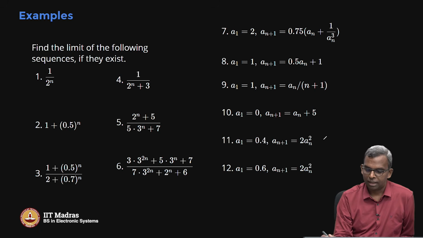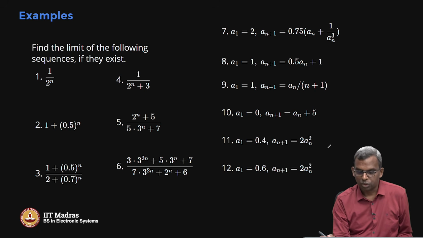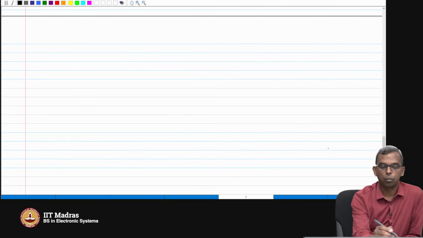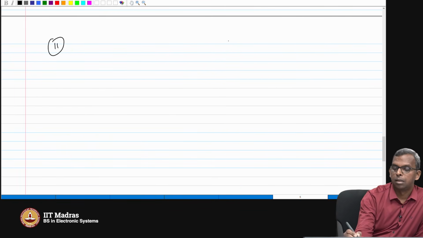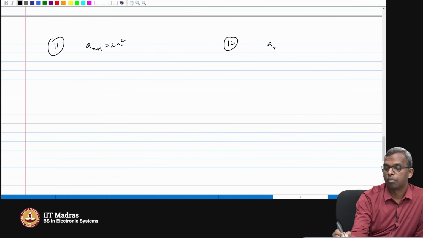And then the 11th and 12th are quite interesting. I want to show you what happens to 11th and 12th. The recursion is the same, but the starting points are different. So, let us see what happens to this 11th and 12th. 11th, maybe I will do 12th here. The same recursion, a_{n+1} is 2 a_n squared.